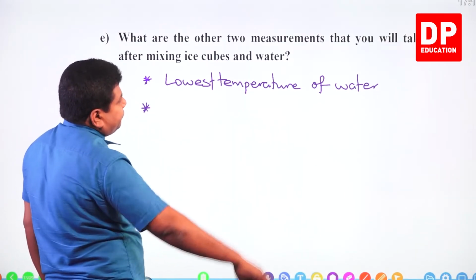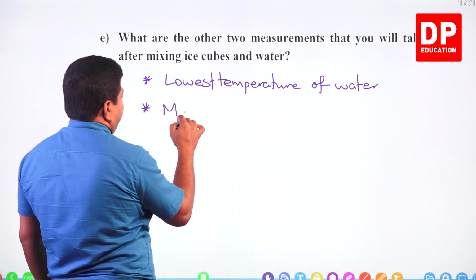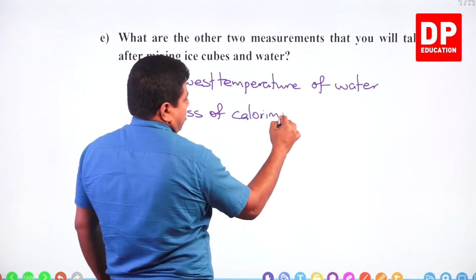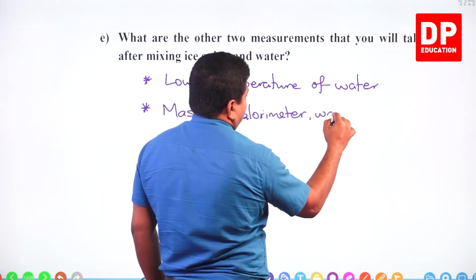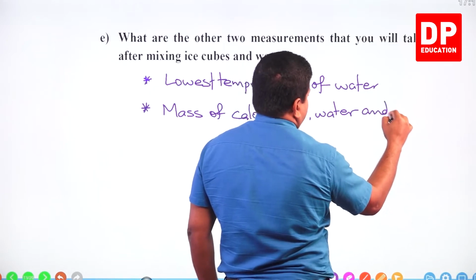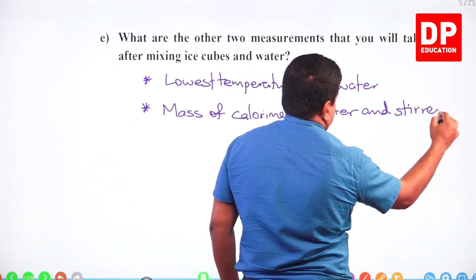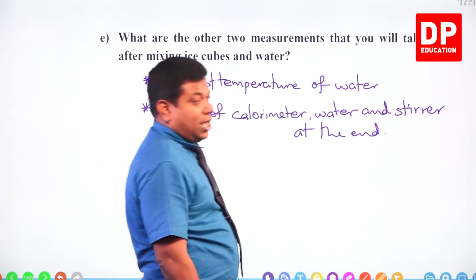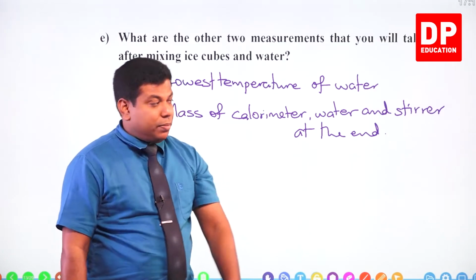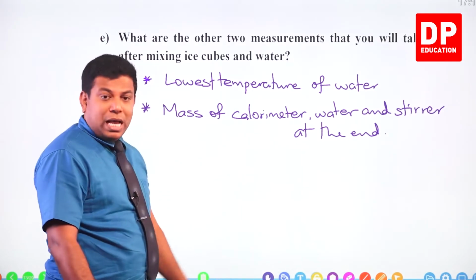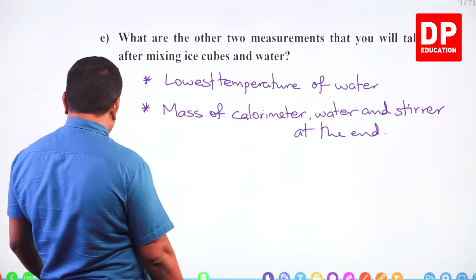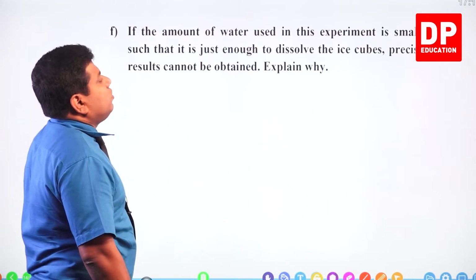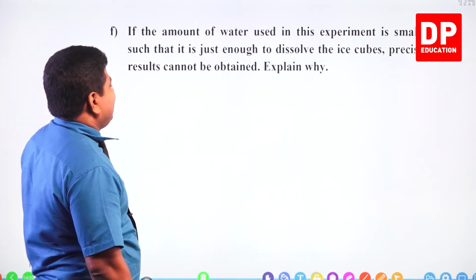And the other one, mass of calorimeter, water and stirrer at the end. Those are the two measurements we take once the ice cubes are added and mixed well with the water. If the amount of water used in this experiment is small, such that it is just enough to dissolve the ice cubes, precise results cannot be obtained.